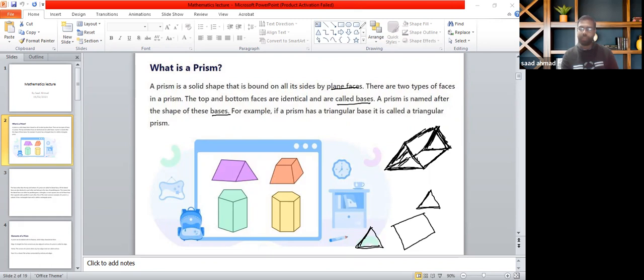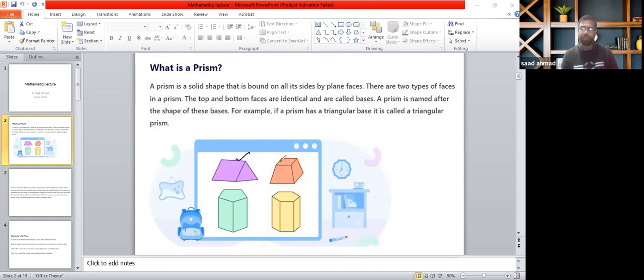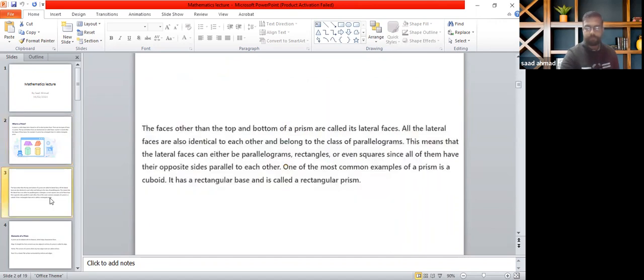You can see the shapes here: this one is also a prism, this is a prism, right? This one is a prism, this is also a prism. These are all prisms because the top and the bottom have the same shapes. You cannot see it, but let me draw it for you. This one is joined like this, so it's five-sided. A five-sided shape is called a pentagon, so it's a pentagonal prism.